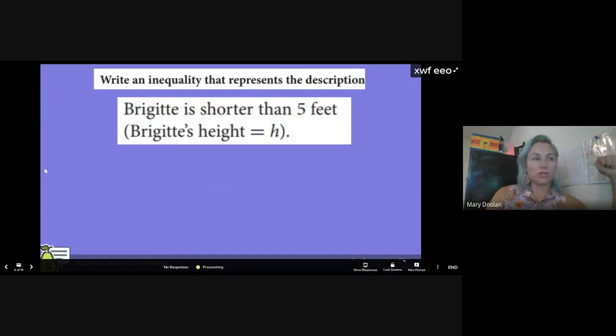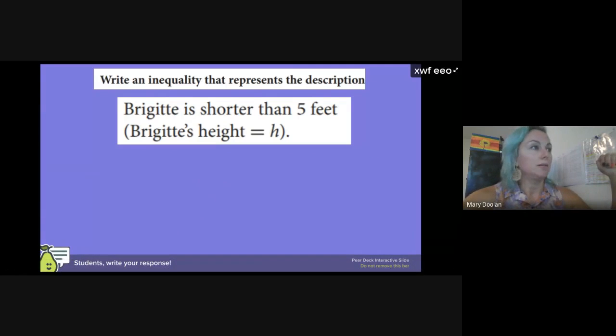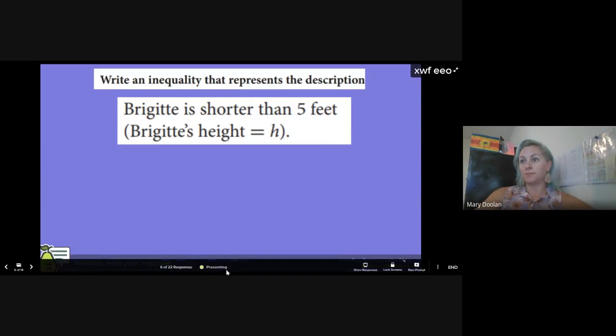All right, you're going to try one now. You're going to write an inequality that represents this situation. Bridget is shorter than 5 feet. We're going to use H for her height.